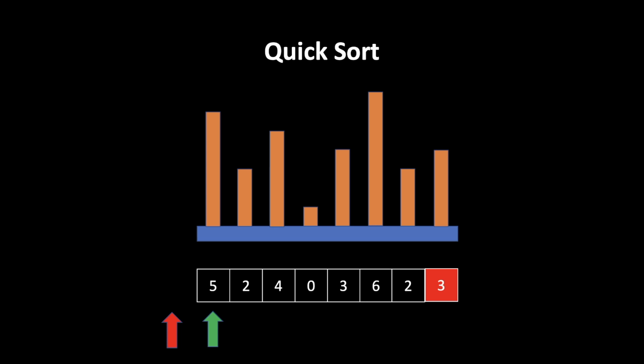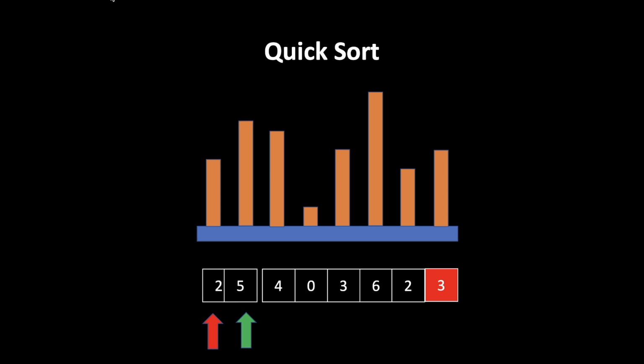Now let's see how we are going to do it. If the element is less than the pivot, we are going to swap. See, 5 is not less than 3, so we move on. 2 is less than 3. So we are going to move red by 1 position and then we will swap it. And you can also see the bar graphs, they are also moving according to the values.